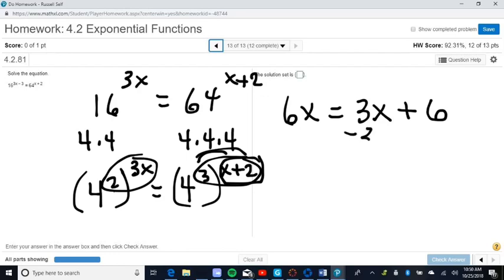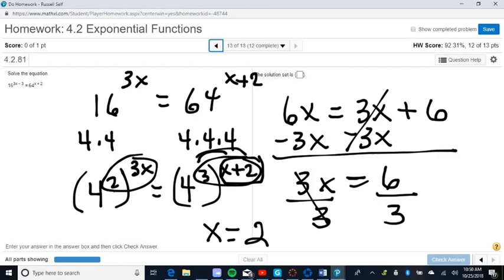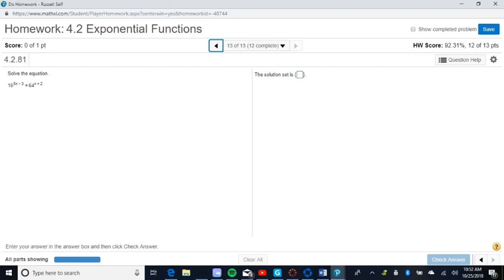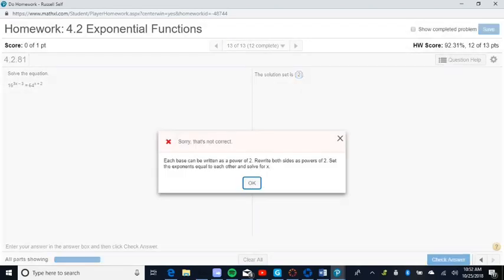We'll get all the x's on one side by subtracting our 3x's, which gives us 3x. These subtract away. So 3x equals 6. Then we'll get the x by itself by dividing both sides by 3, which gives us x equals 6 divided by 3, which of course is 2. Okay, now we'll just type that in. Check it. Oops. What did I just do?